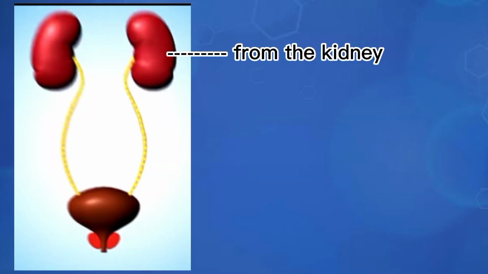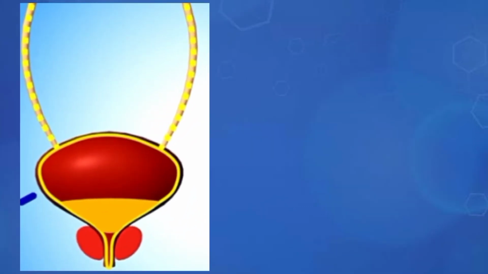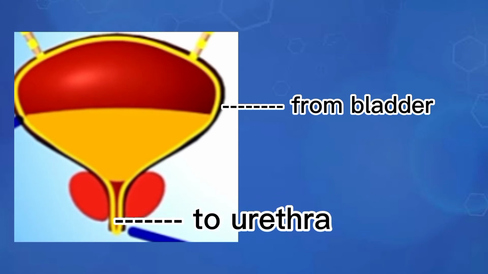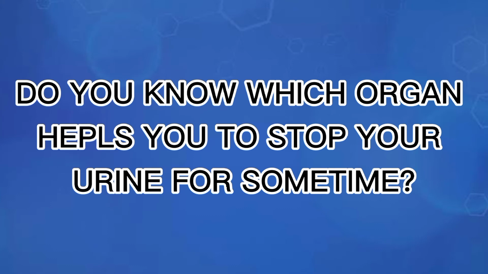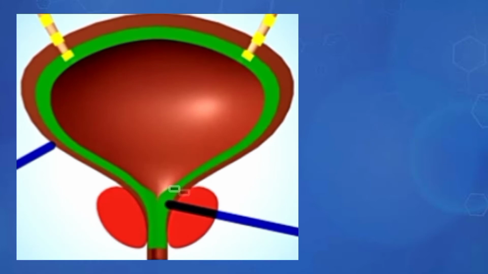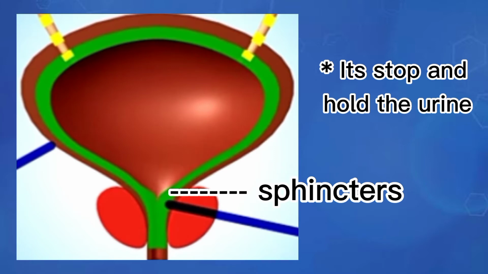From the kidney, this urine goes into 2 very thin tubes. These tubes are called ureters. From the ureters, it goes to the balloon-like organ called the bladder. When the bladder becomes full, it passes out of the body from a part called urethra. Do you know which organ helps you to stop your urine for some time? There are some muscles lining around the bladder called sphincters. They stop and hold the flow of urine until you reach the washroom.